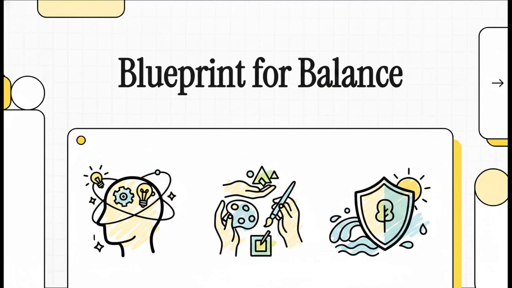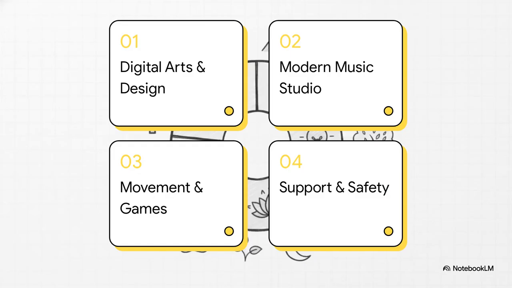Today, we are unpacking a totally fascinating blueprint for holistic human development in the modern age. It is so incredibly easy to over-index on just one part of our lives, right? Like, maybe you spend literally all day staring at screens, or you hit the gym hard but totally neglect your social life. Well, today, we're going to look at a comprehensive map for how we learn, create, move, and protect ourselves. So, here is our agenda for today.